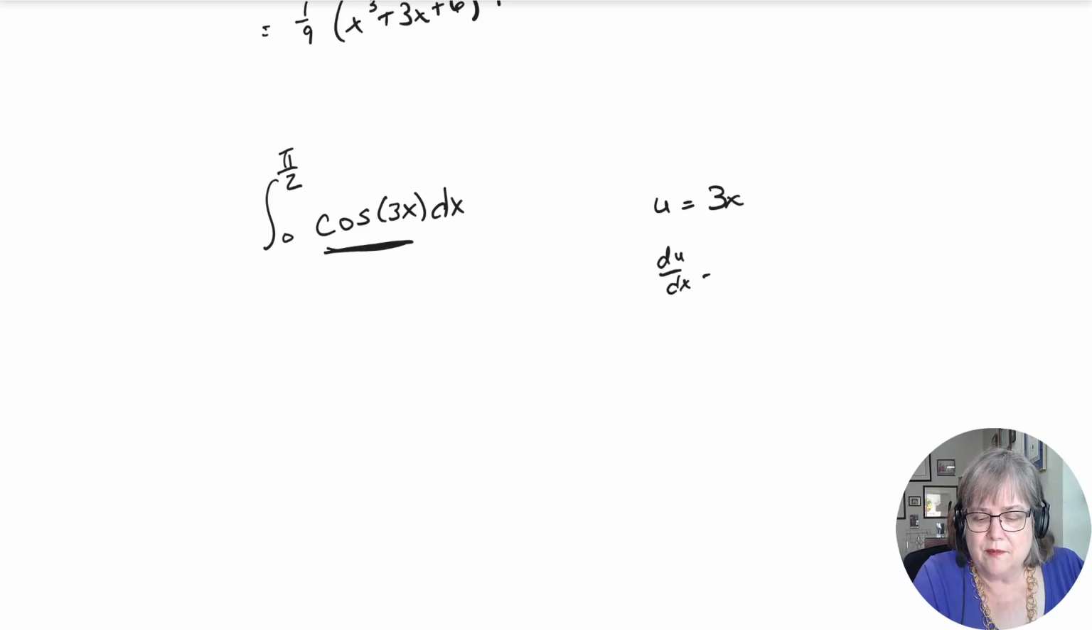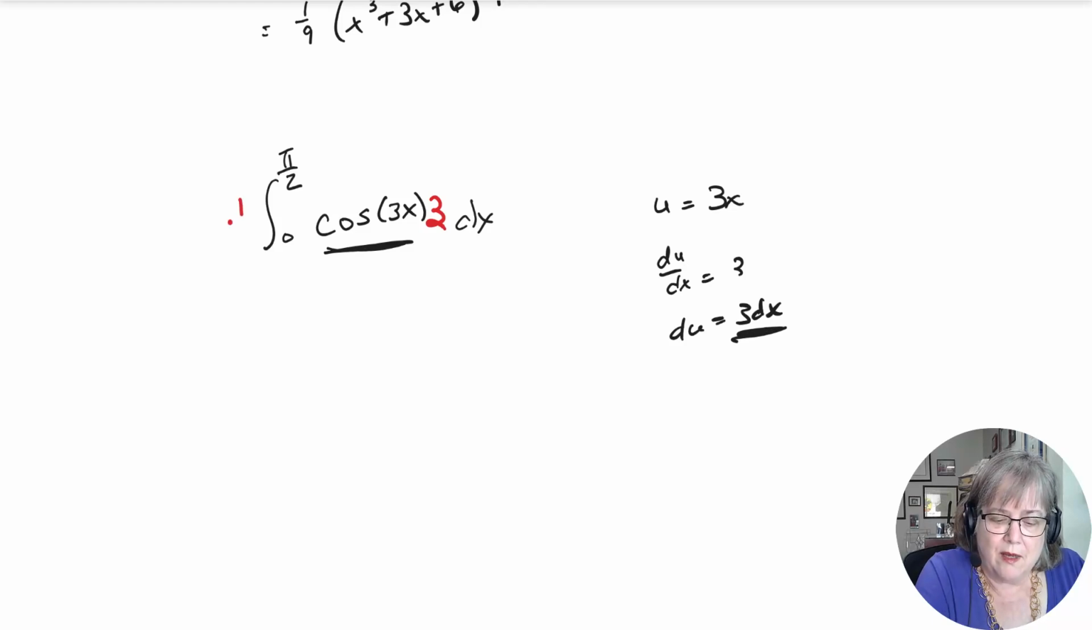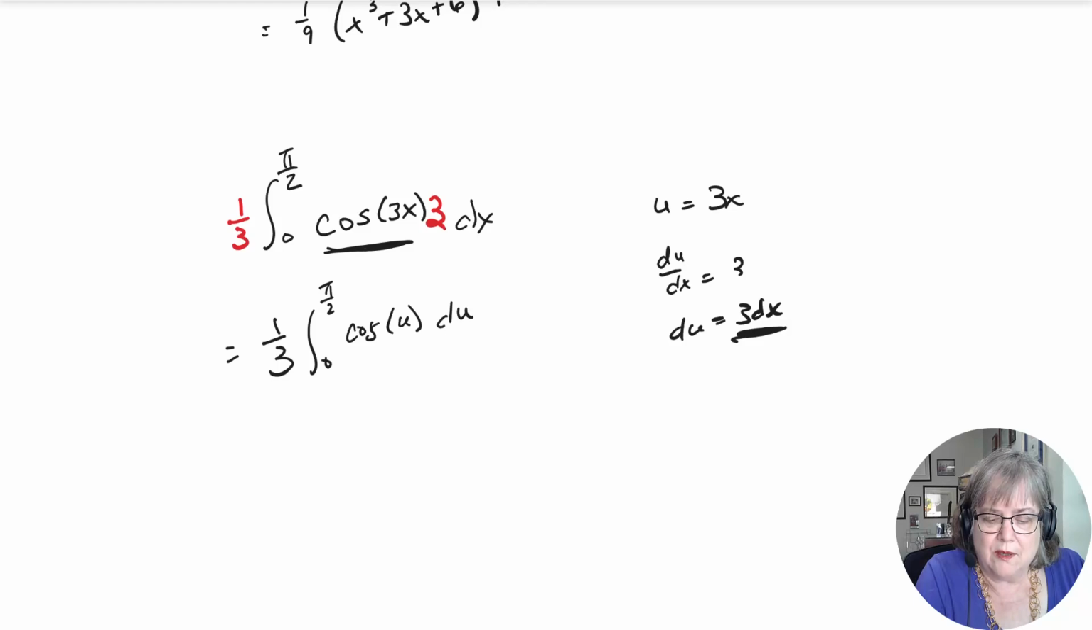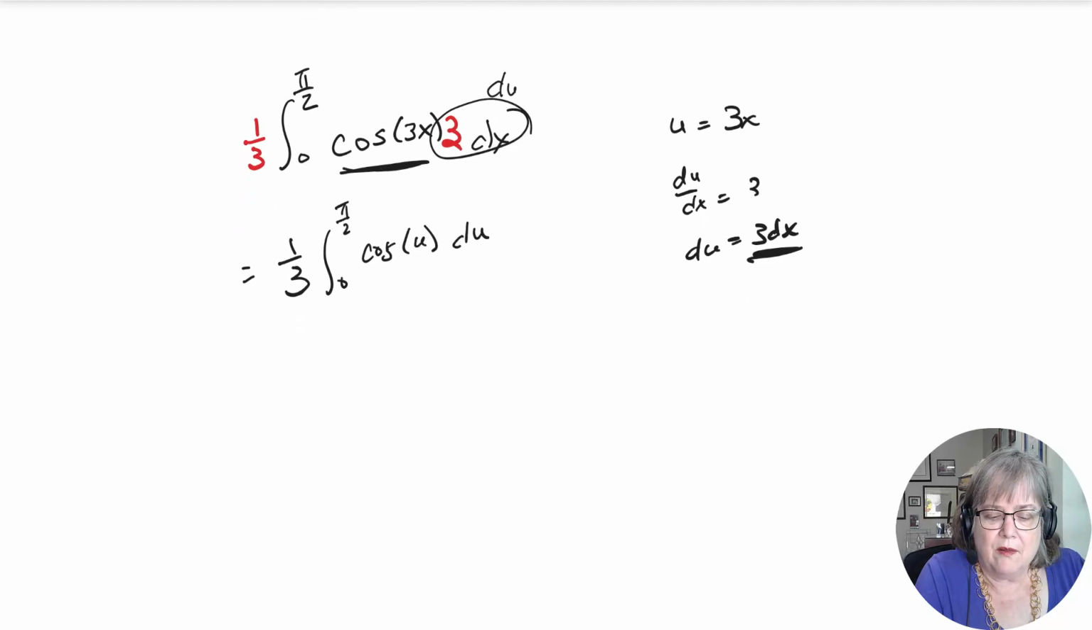So du dx is 3, du is 3 dx. So what I need, again, is a 3. And I had the dx because this is a picture of what I want. So I cancel out what I just did by multiplying by 1/3. So 1/3, 0 to pi over 2, cosine u du, because this is du. Now, these numbers right here are x values. So keep that in mind. So you'd have 1/3. What did you take the derivative of to get cosine? It would have been a sine.